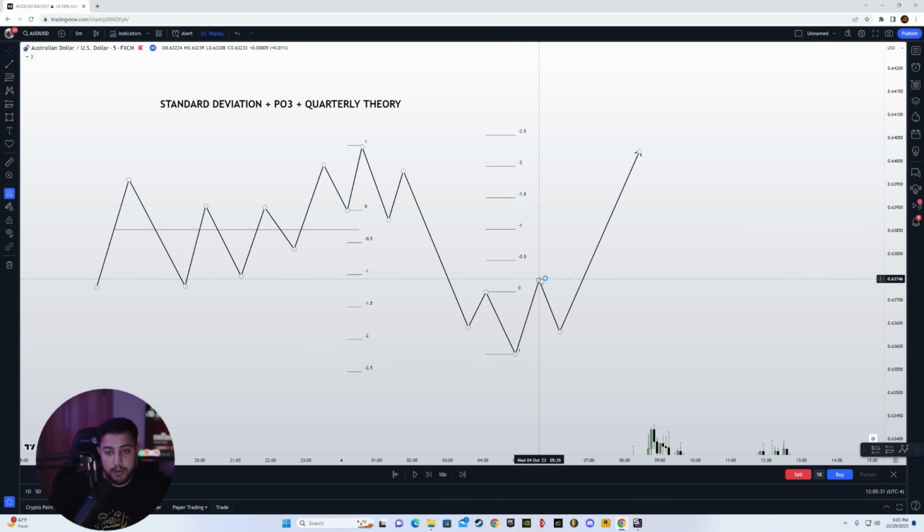So over here, we have a shift in the market structure. Now this is going to be your low risk entry. So you can enter here with low risk, right? But then we have this, the silver bullet entry.